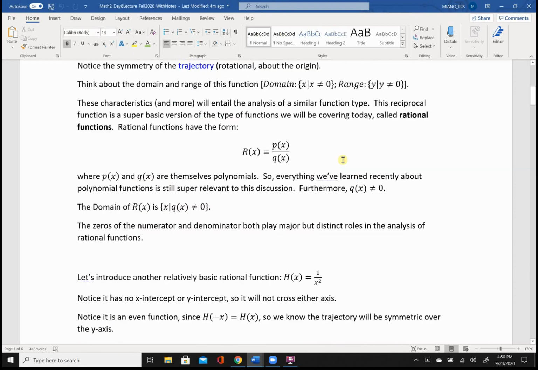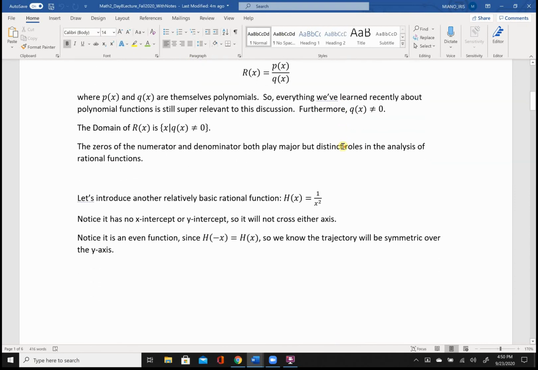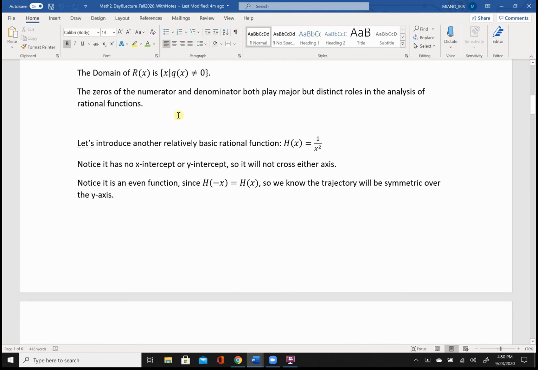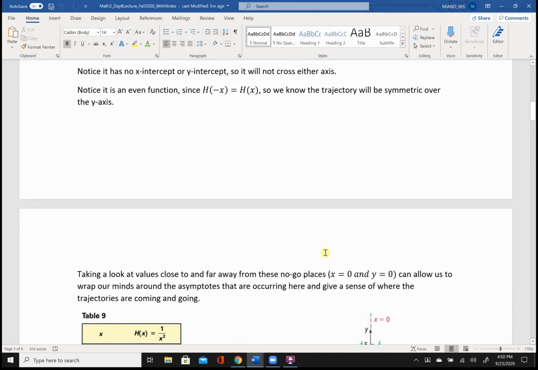Okay, so things you might notice algebraically about this rational function. It has no x or y intercept. There's no possible way that the x could be equal to 0 and the function's output could be equal to 0. So again, we have those lines in which we can never cross, the x and the y-axis, that is.